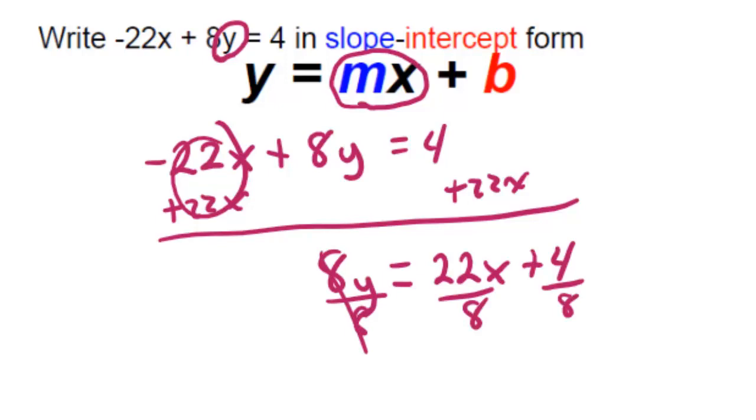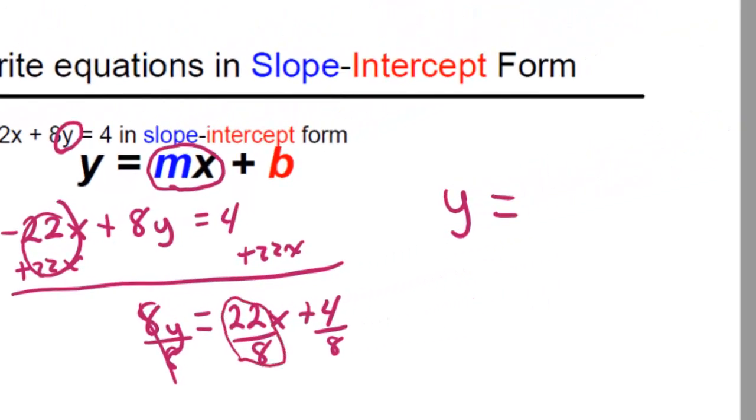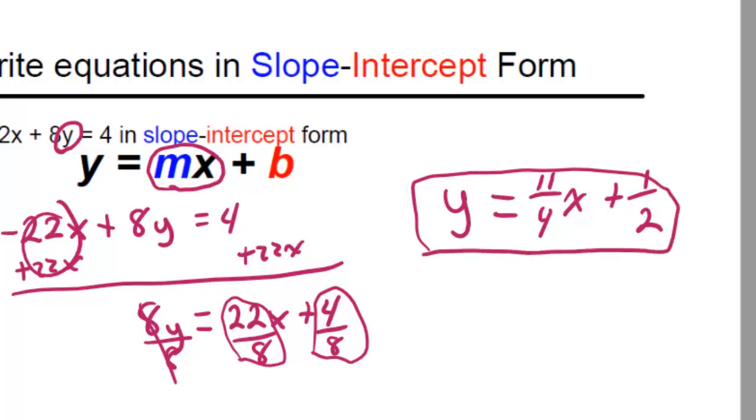The 8's will cancel out on this side, leaving us with y equals. And then there are the remaining fractions. All we got to do is reduce them, find their GCF. So the first one has a GCF of 2, so we rewrite that as 11/4 x. And the second one has a GCF of 4, so we'll write that as 1/2. And this becomes our slope-intercept equivalent.